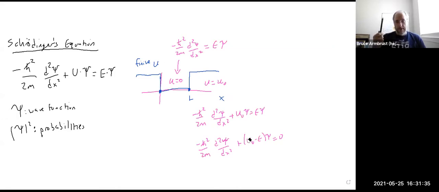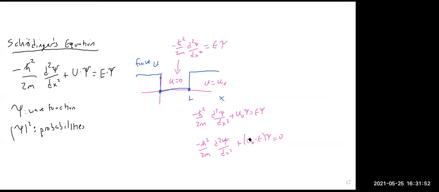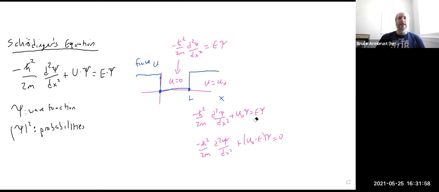Or if it's, in this case, positive, then we're going to get two real roots. What is the solution going to look like if we get two real roots? It's going to be exponential. Yeah, it's going to be exponential. Okay, so let's take a look at that U naught minus E and see if we can figure out positive, negative, or whatever.